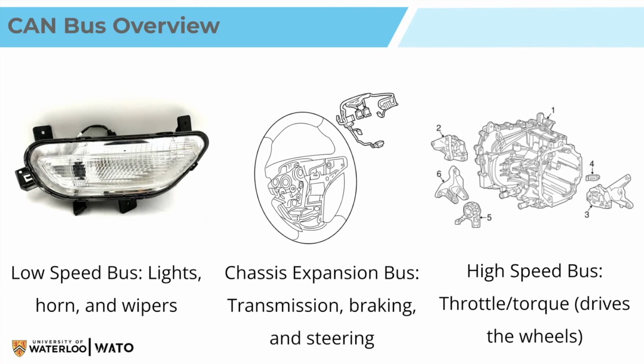All right, so overall, there are 3 CAN buses that we have on the vehicle. This is something that has been decided and provided by GM. We have our low speed bus, which is responsible for controlling the lights, horn, and wipers. We have our chassis expansion bus, which is responsible for controlling transmission, braking, and steering. And then our high speed bus is responsible for controlling the throttle or the torque. This is going to be controlling the actual wheels and sending the correct values to those wheels.